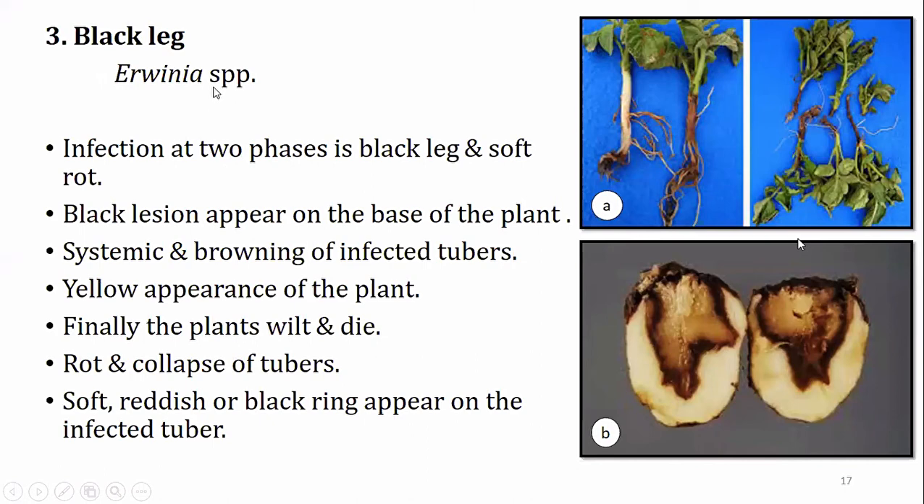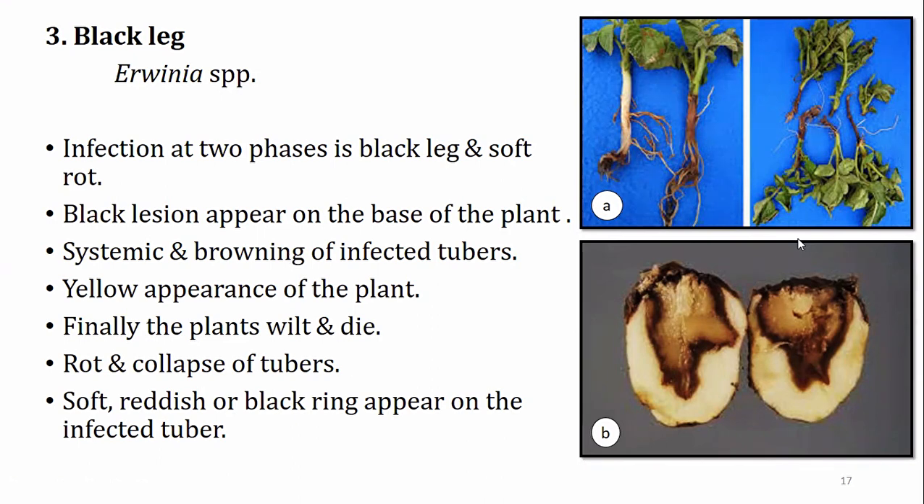Next disease is blackleg. The causal organism is a bacterium. Here, infection occurs in two phases: blackleg and soft rot. You can see in this image, black lesions appear on the base of the plant, so that the plant root system becomes damaged. Then it will affect the plant's nutrient uptake and water uptake, so that the plant becomes yellow, and finally wilts and dies.